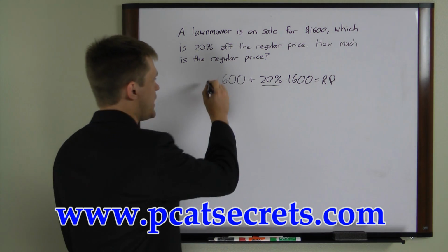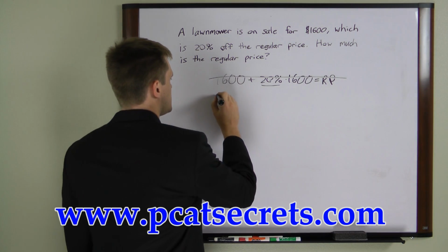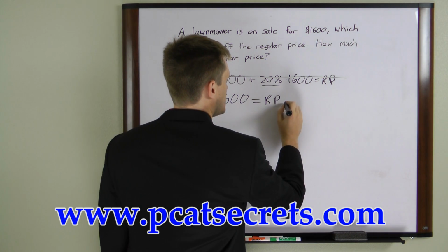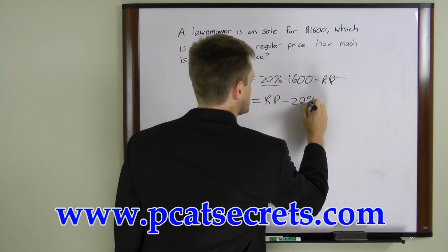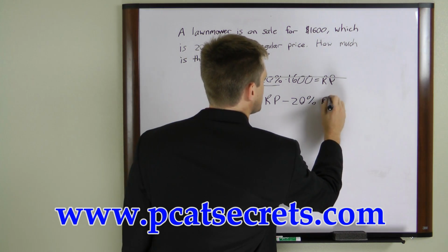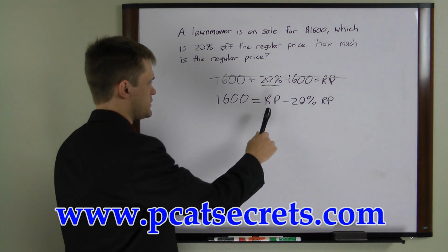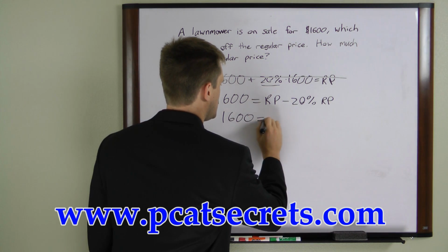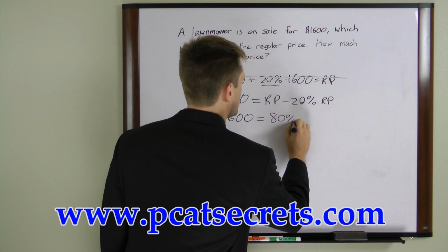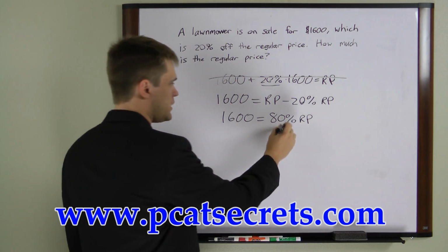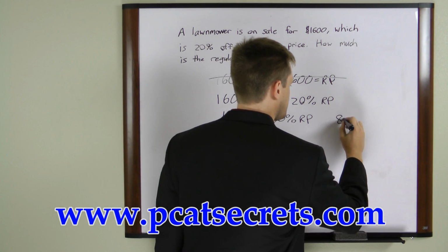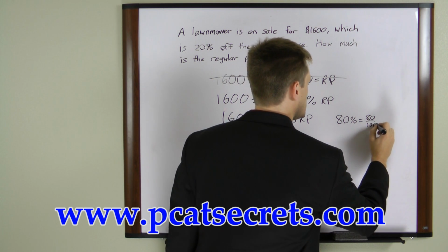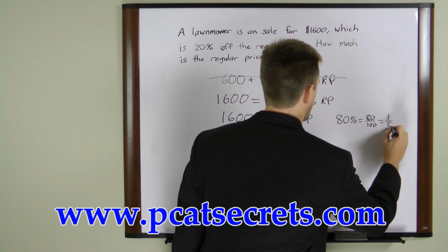So what you want to write instead is 1,600 equals the regular price minus 20% of the regular price. Or, since it's regular price minus 20%, you can just write this as 1,600 equals 80% of the regular price. Now, 80% we can rewrite as a fraction. 80% equals 80 over 100, which is the same as 4 over 5.